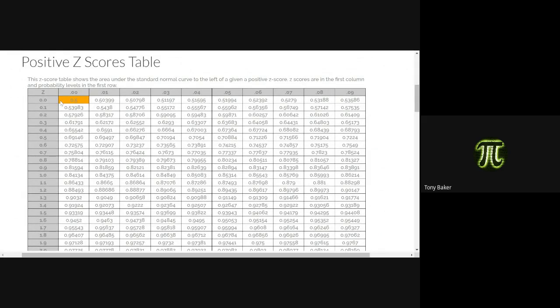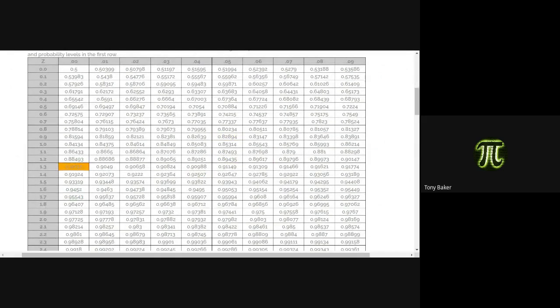So what the Z table has is columns and rows. The first column is your first digits. So the Z of 0 is right in the middle, 0.0, 0.1, 1.0. That's going to be the first pieces of information. The top row gives you your second decimal place. So we were looking for exactly 2. We were looking at 2.00, which is right there.